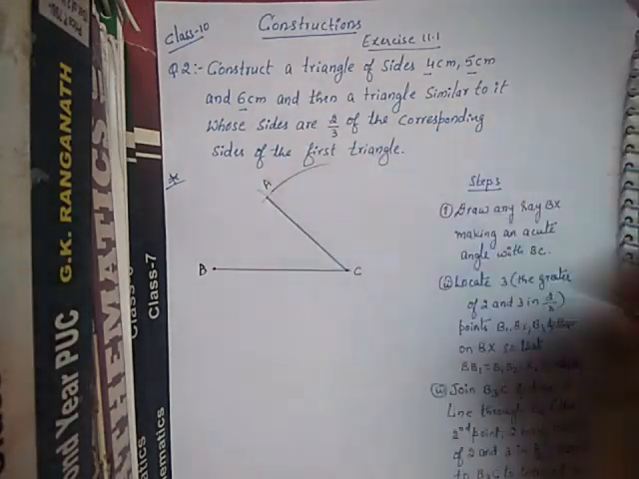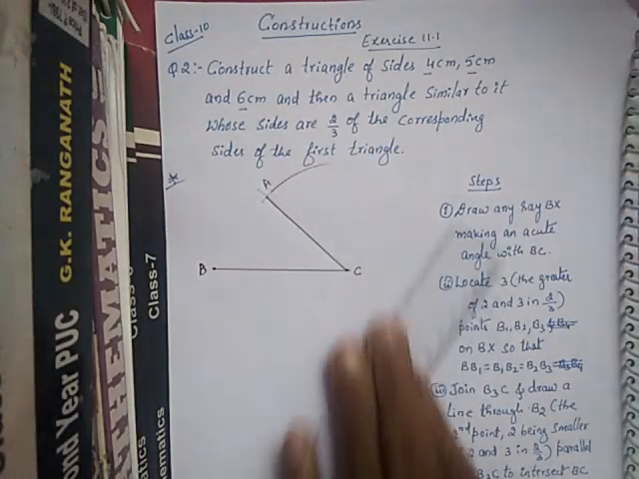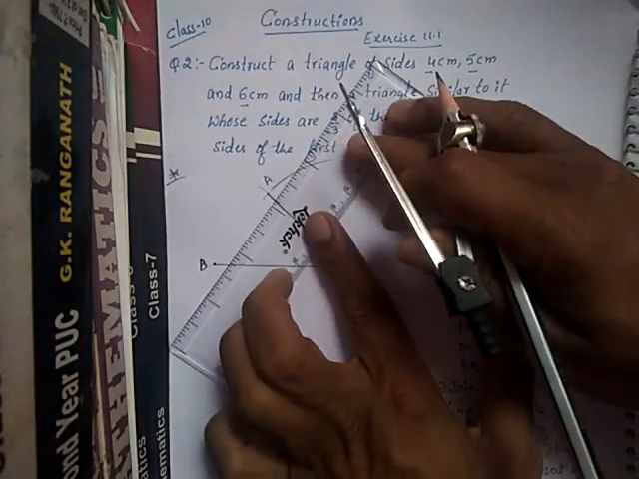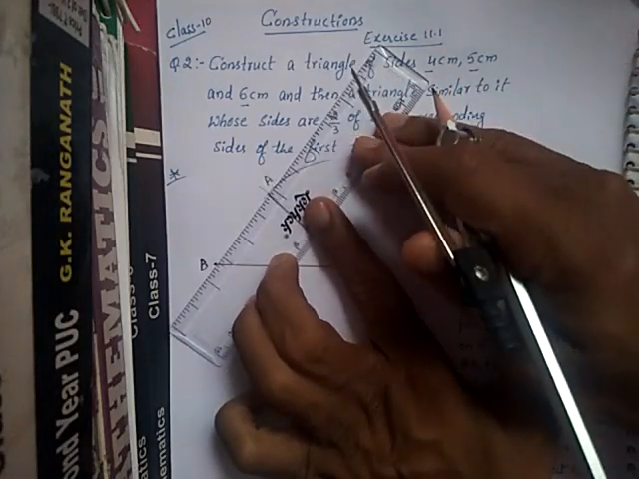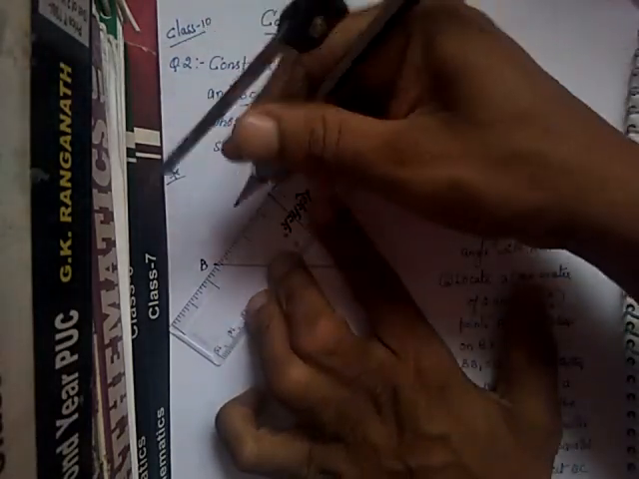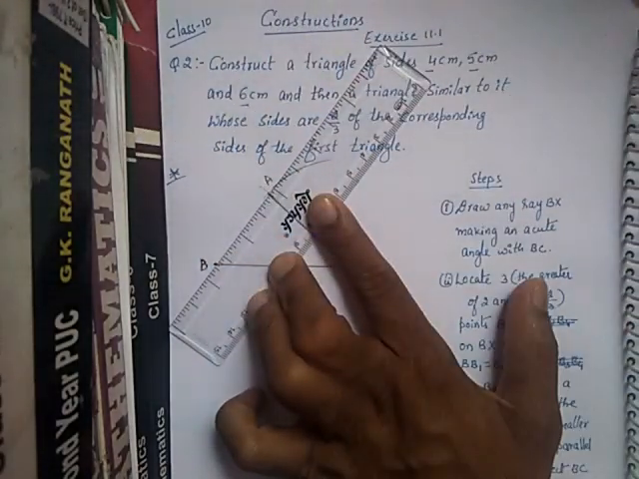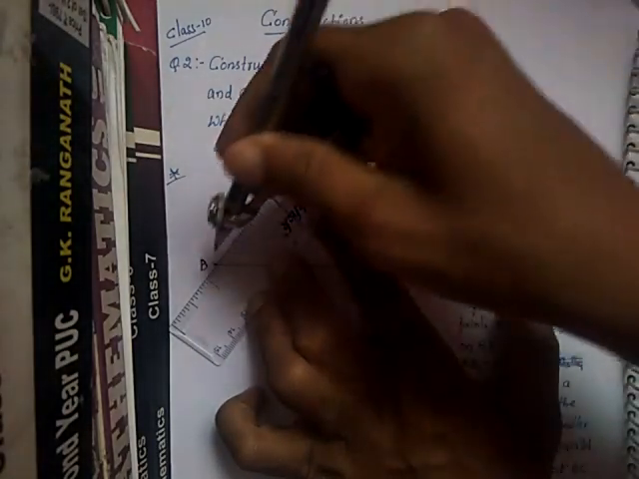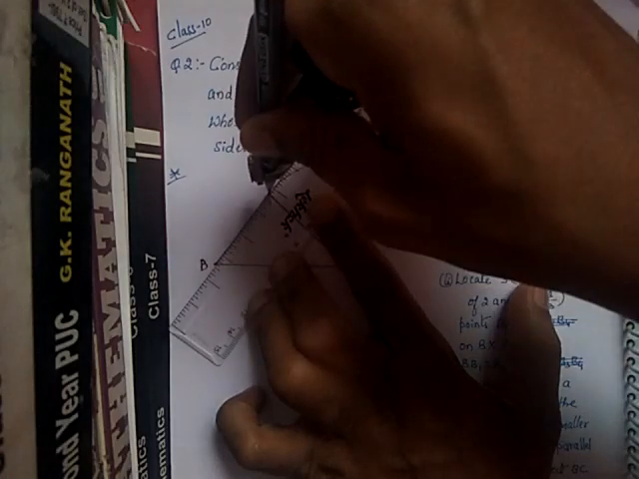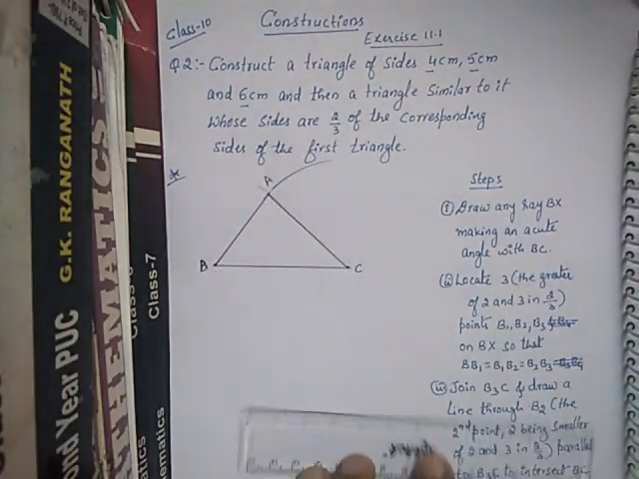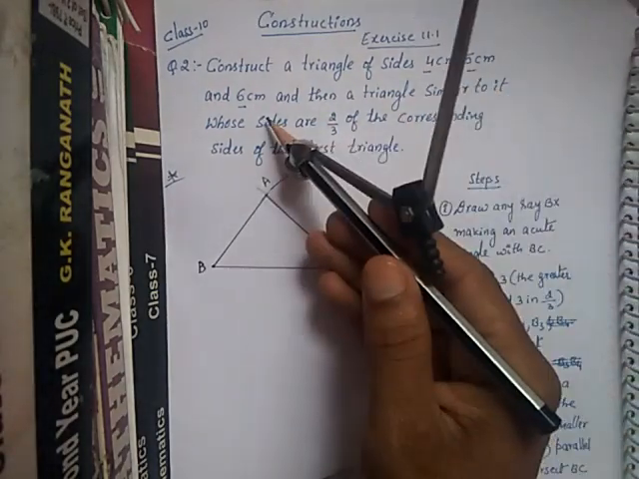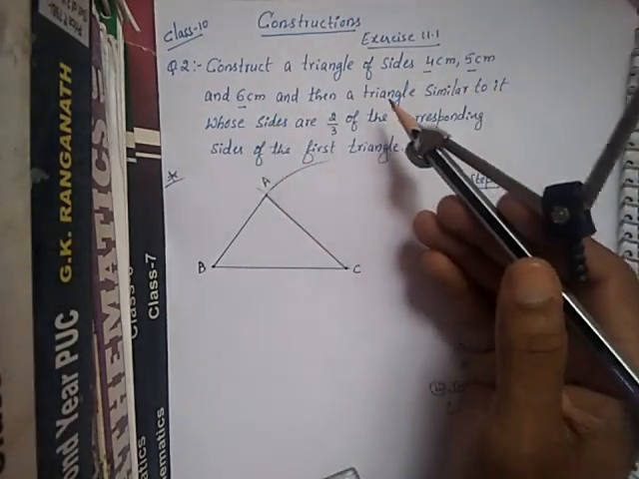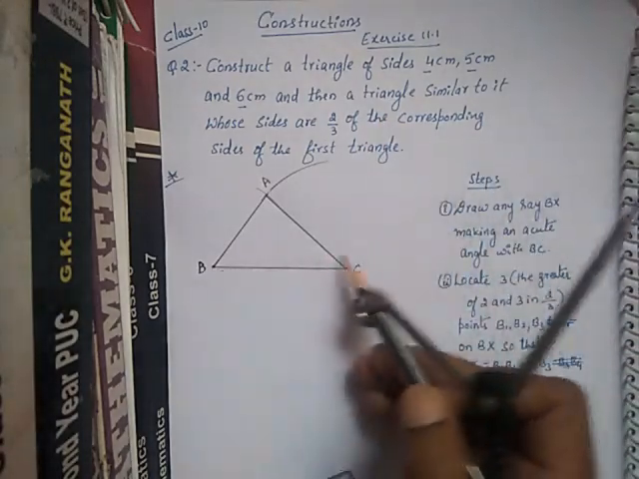So instead of ABC you can take PQR also, no problem. Next you can join from here to here these 2 points, B to A you can join like this. After joining this one, now after constructing this triangle of 4 centimeter, 5 centimeter and 6 centimeter, out of 3 sides, if it is bigger one, that you take as a base.